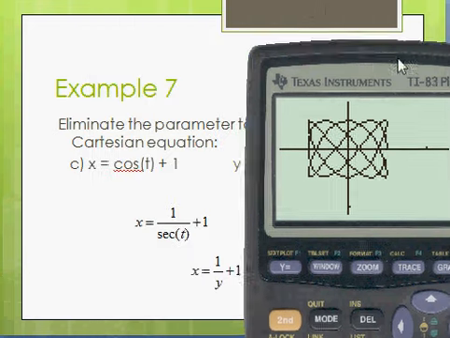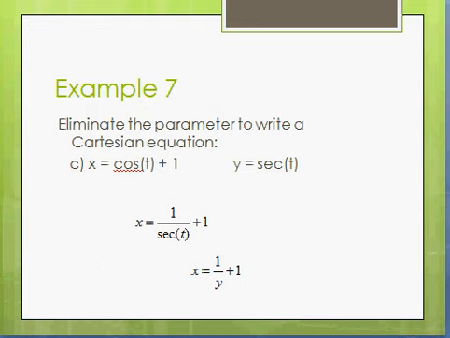So hope you enjoyed our little lesson on how to graph parametric functions, how to convert from parametric to Cartesian. Those are the two big skills I want you to be able to do, and there is some web assigned homework to go along with that.